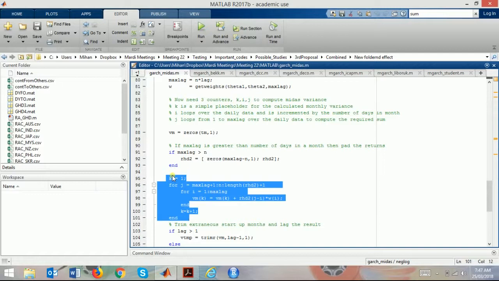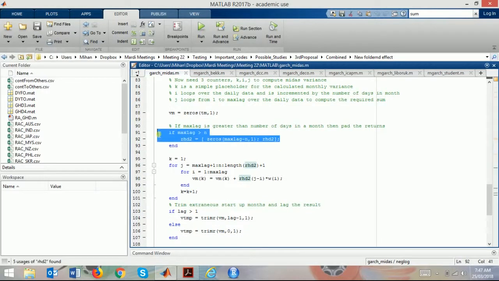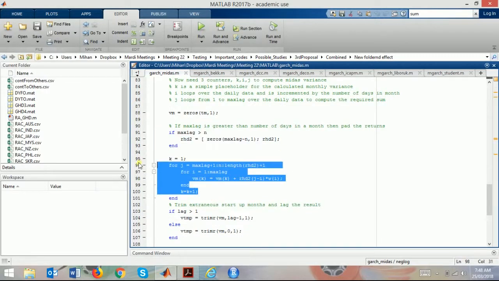Wow, very good programming. If max lag was greater than 1, the first part is: if the number of lags is greater than the number of days in the month, whatever number of lags by which it exceeds the number of days, you put all of them to be zeros. For example, if we had 26 lags and 22 days, 4 zeros to start with, then comes the realized volatility part. No, the returns, squared returns. This is the input data that we are using, and then we found realized volatility, and then comes trimming.